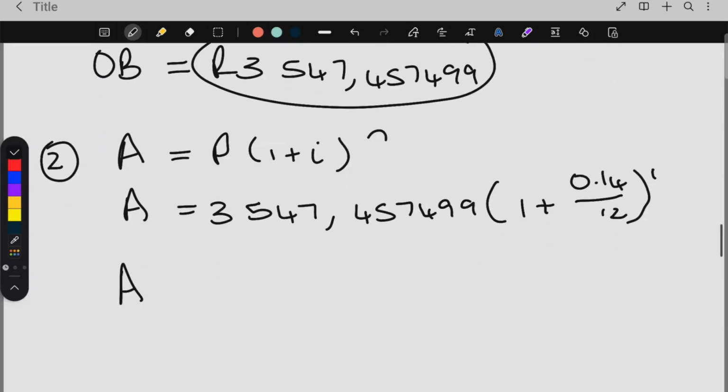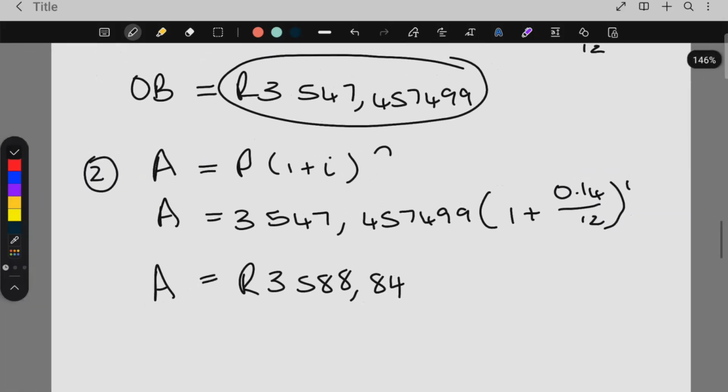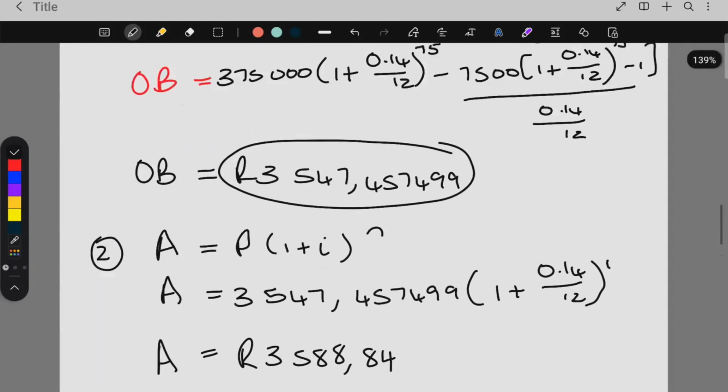And I owe the bank at the end of month 76. I owe the bank this amount. And here I round off to 2 decimal places. And that's how you get the final payment.